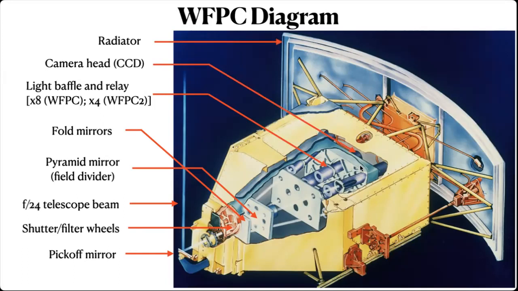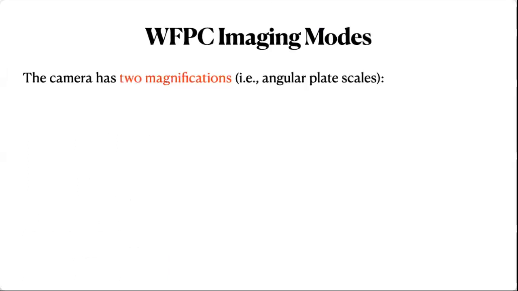Now, if you look at this diagram carefully, you see here are the 4 holes that are being used, but then there are 4 other holes that don't seem to be used for anything. And it seems like there's a relay here that's not doing anything. I don't see any light going into it. The reason is the camera actually has 2 magnifications. So it's as though you had a camera and you changed lenses. You can adjust the magnification, if you will.